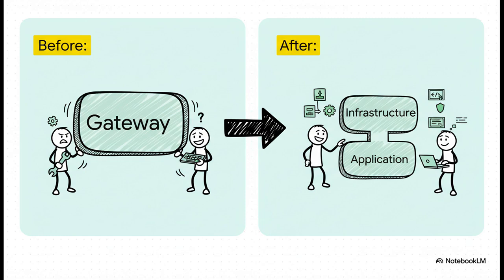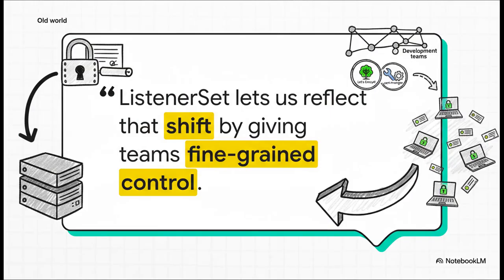Before, you had this one big monolithic object where all the responsibilities were dangerously mixed up. After, the roles are decoupled. The admin owns a slim, stable gateway object with just the ports. And the developer owns a completely separate listener set where they can safely manage their certificates without ever being able to touch the underlying infrastructure. It's just clean.